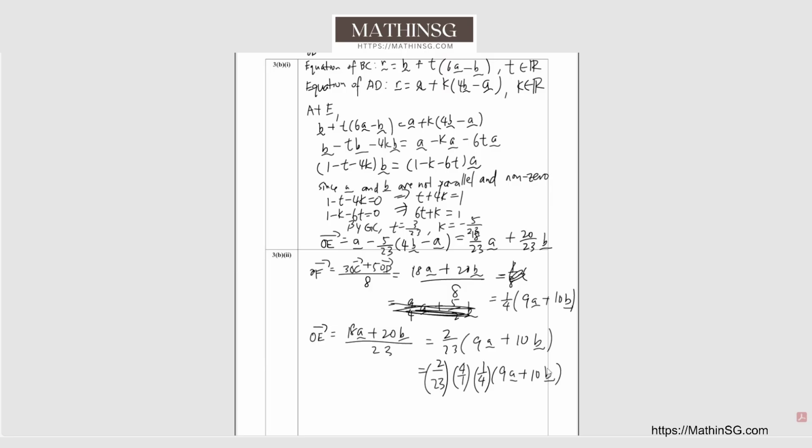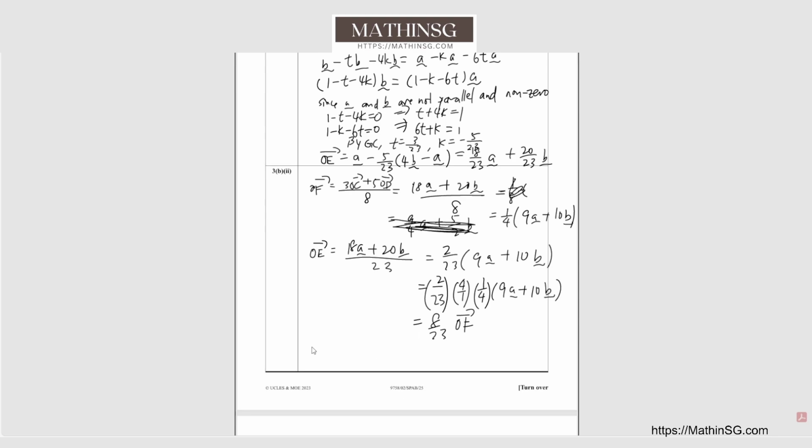So you notice this is still equal to this, because 4 over 1 times 1 over 4 is 1. But I know that this is OF. So I can write OE as equal to 8 over 23 OF. So we know that OE is equal to 8 over 23 OF.